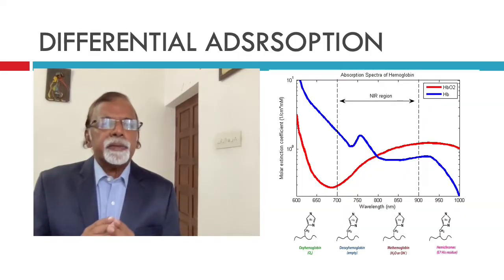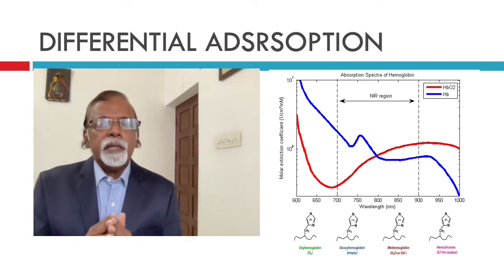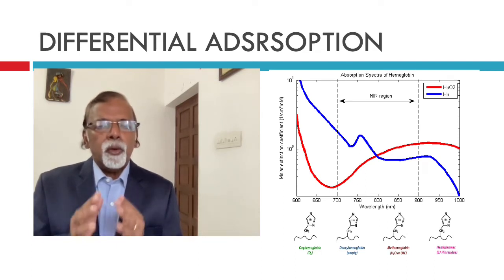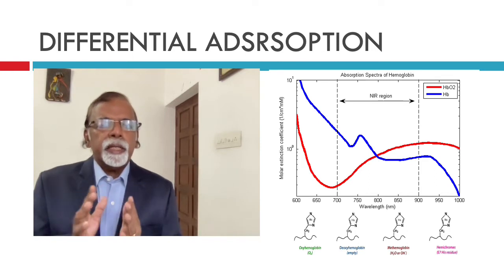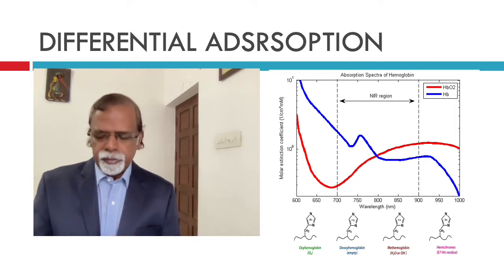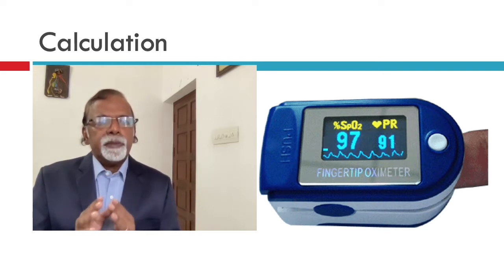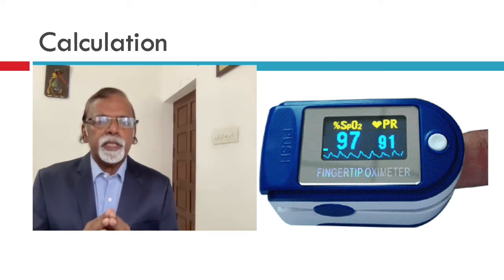As I have already mentioned, oxyhemoglobin and deoxyhemoglobin can be differentiated by the absorption of red and infrared light. The oxyhemoglobin absorbs more of infrared light, and the deoxyhemoglobin absorbs more of red light. And from this, the ratio of red and infrared absorption, or the modulation ratio, is used to calculate the saturation of oxygen in the periphery, or SpO2.